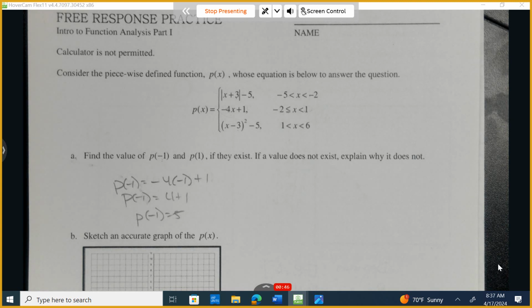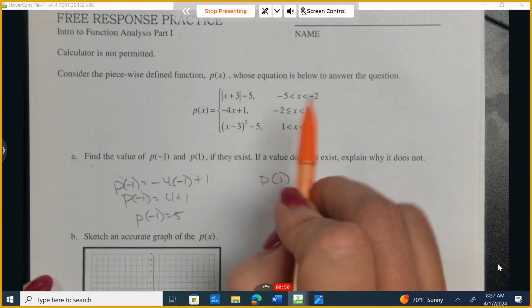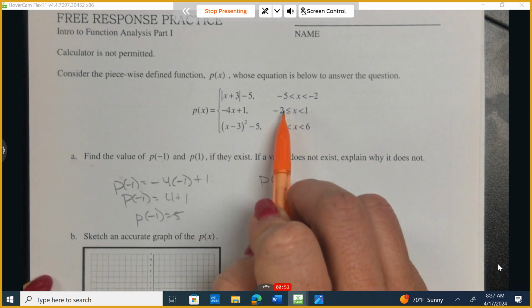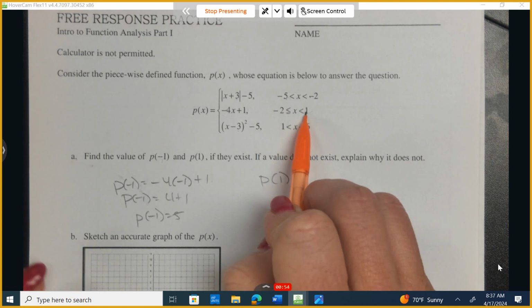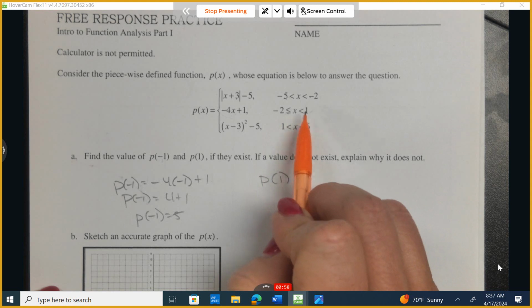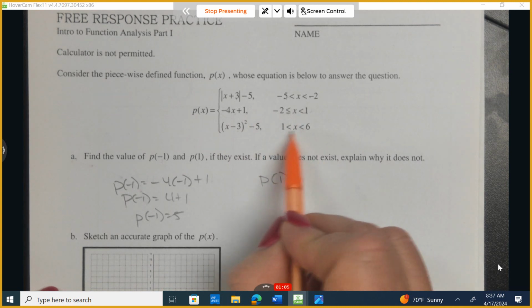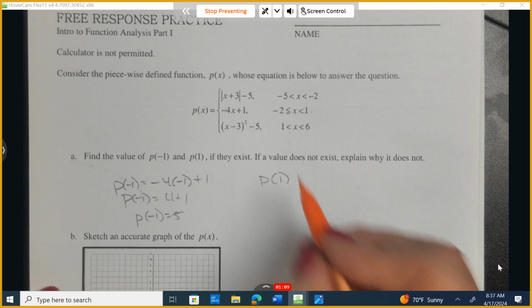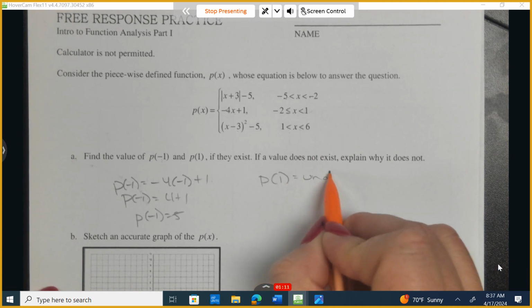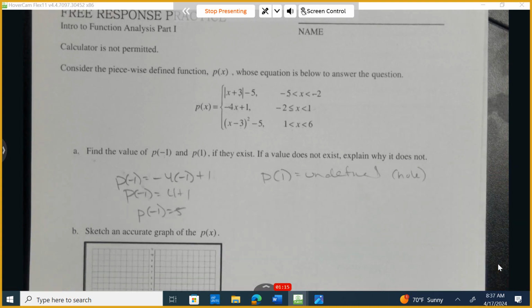Let's now figure out what p of 1 is. Well, 1 is not in between. Here's a tough thing. I see a 1, and there's definitely going to be some confusion, but I can't consider this equation because the constraint says x has to be less than 1. It can't be equal to 1. So I can't consider this one. And I also can't consider this equation because the constraint says that x has to be greater than 1. That means there is nothing here. It's undefined at p of 1. And behind that, I'm going to write a hole. There's going to be a hole in the graph there.